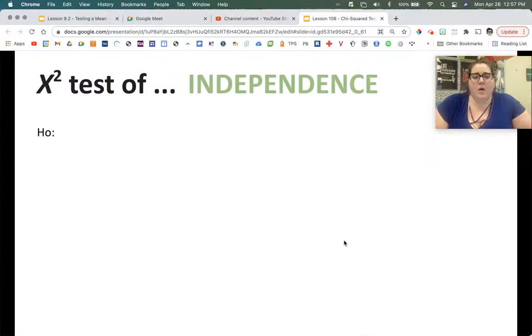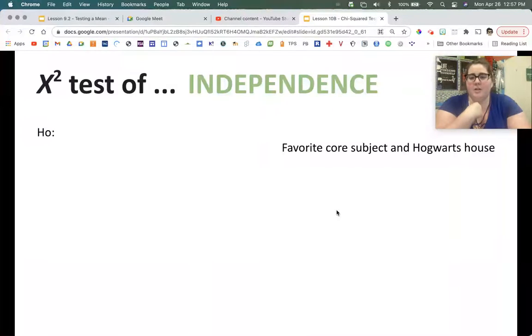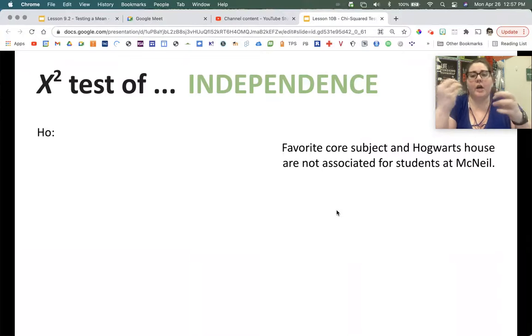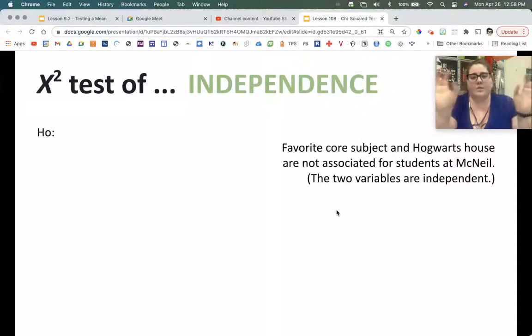All right. So null and alternate, when it's a test of independence, our hypothesis statements are about independence or dependence. Our null hypothesis, remember, is that everything's cool, nothing's changed, one thing doesn't affect the other. So my null here is that favorite course subject and Hogwarts house are not associated. They are independent, right? Because one doesn't affect the other. There's no change, no effect, no difference, no weirdness.